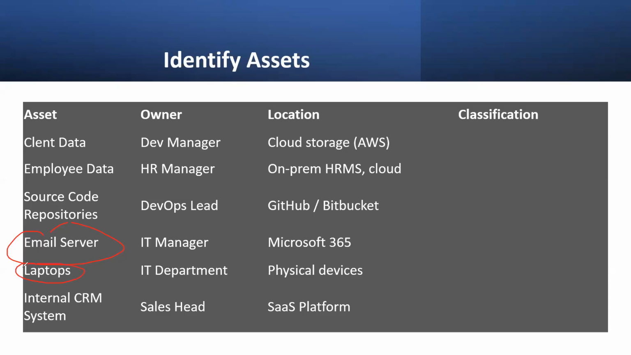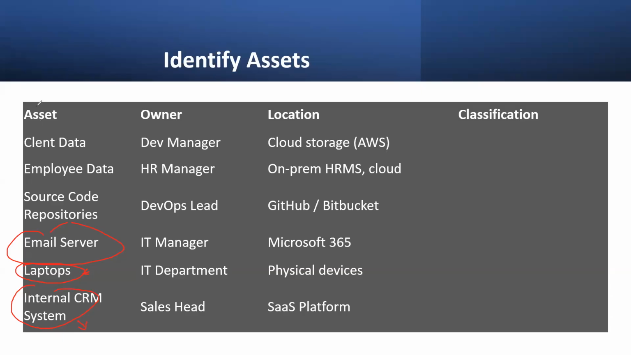Then we have the laptops, the end user devices. What do we keep in the laptop? We are storing local copies of your data. There will be access to company systems as well, and some important files we will be keeping. Then we have the internal CRM systems, a system which is used to manage customer relationships. The client information will be seen in this application.